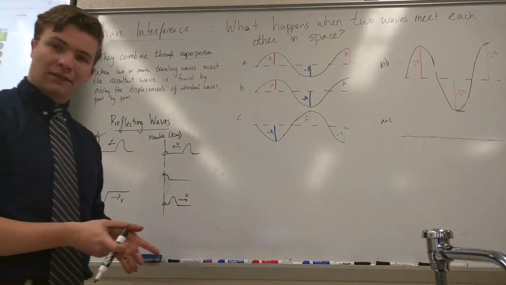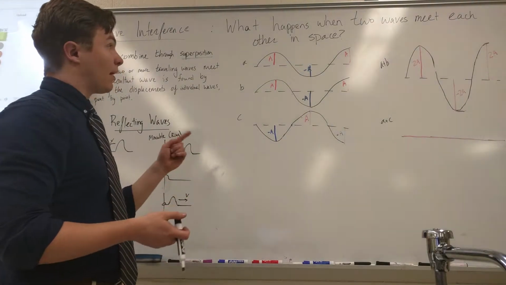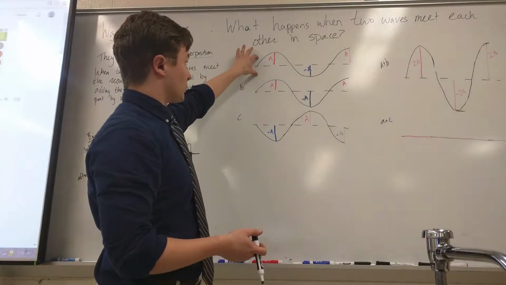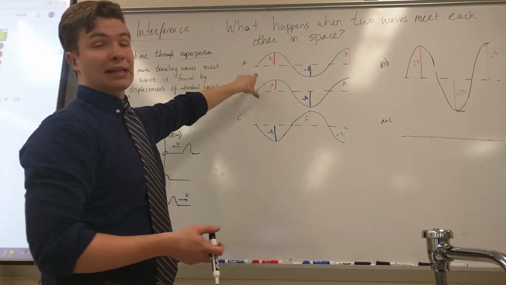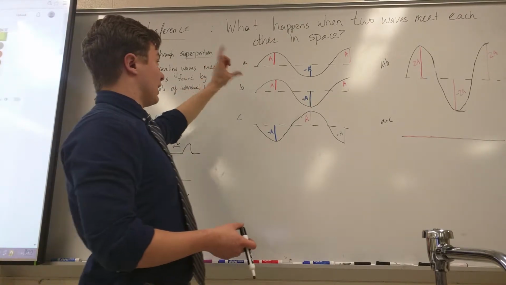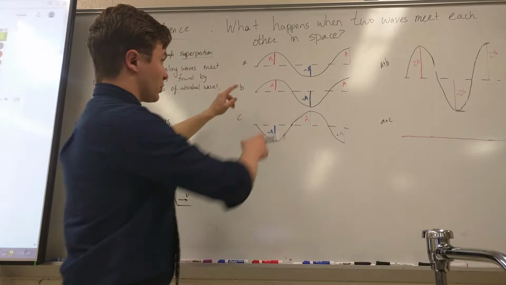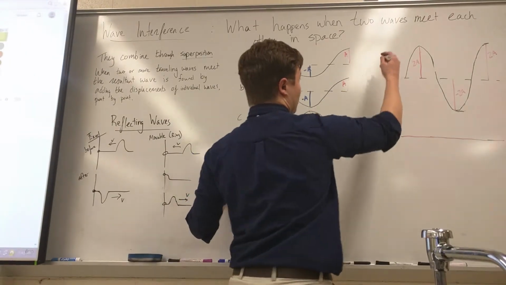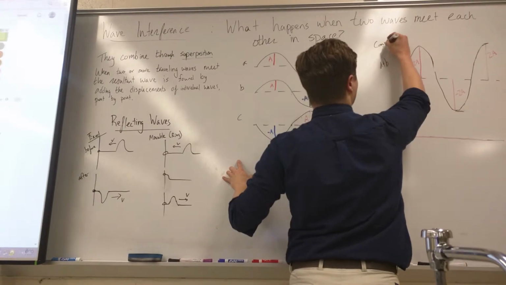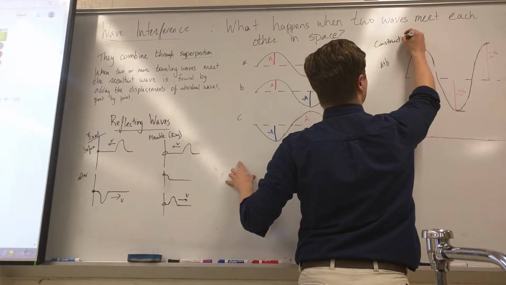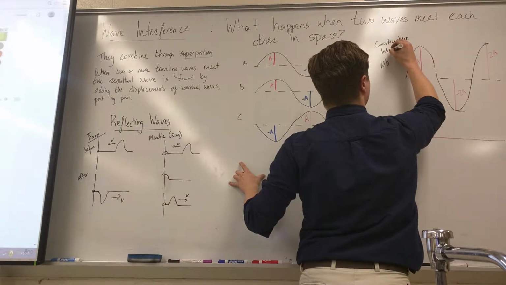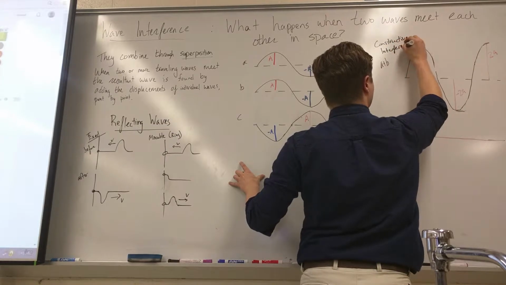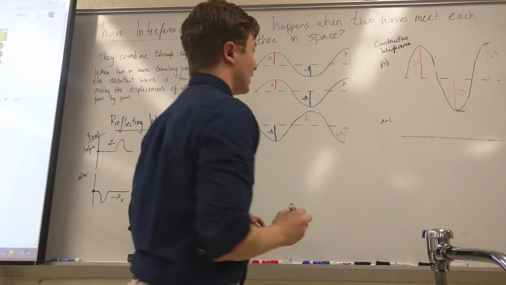Maybe an example I could give for this is sound. If you have one sound with this particular wave and then you play the exact same sound in the exact same manner so that the waves are together in space, then we would get something like A and B. This is constructive interference. We'll see why in a moment.